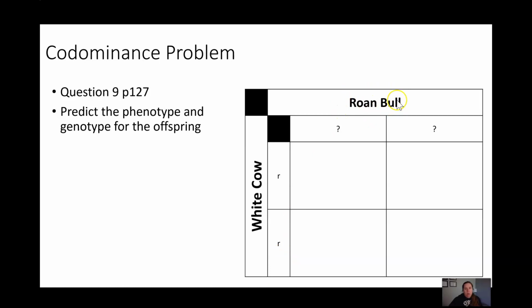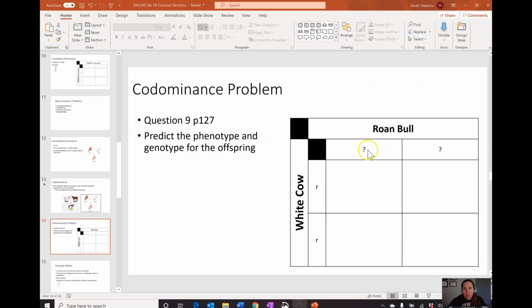And we have a roan bull. So what does the genotype of the roan bull have to be in order for it to have a phenotype of roan fur? Remember that in a codominance problem, this bull has to be capital R and a lowercase r. And I think I am going to put that in for you. Let me fix this really quick. There we go.